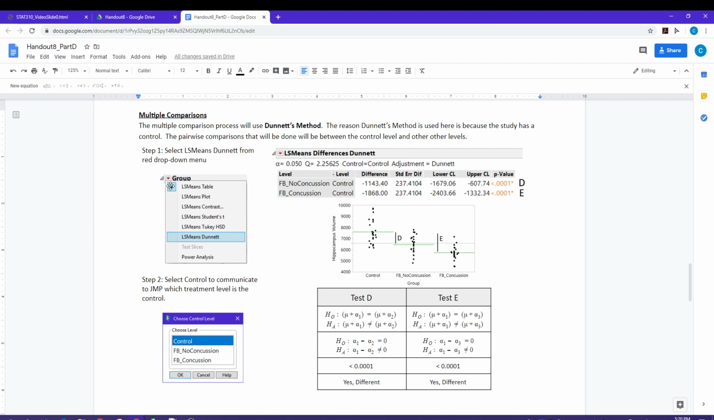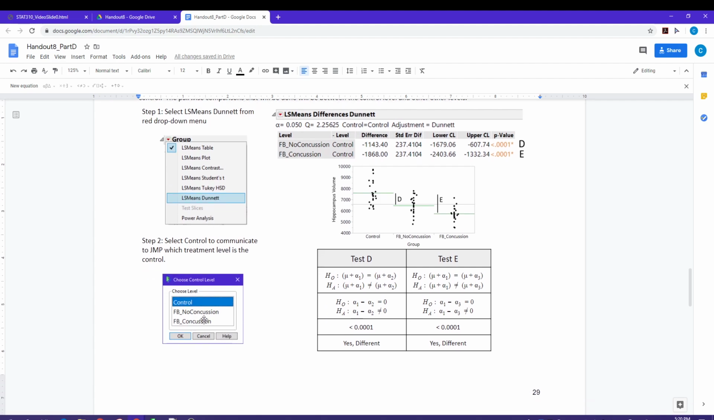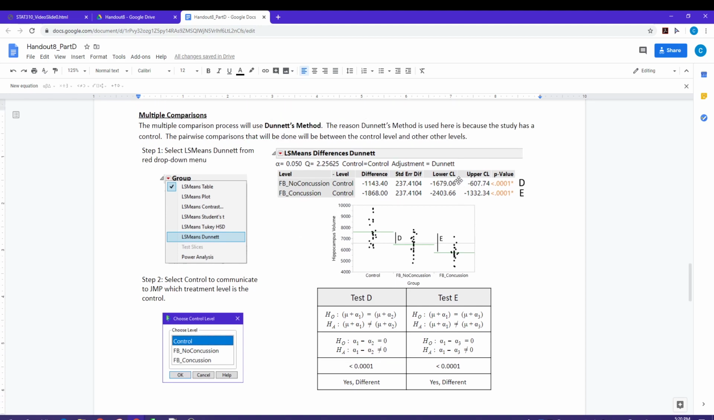So go ahead from the red drop-down menu underneath group here, or from my treatment, I'm going to select LS means Dunnett. It's going to want to know what is your control group. And of course here I've conveniently labeled that just the control, so that's easy. I go ahead and click OK, and this is the output that I get returned.